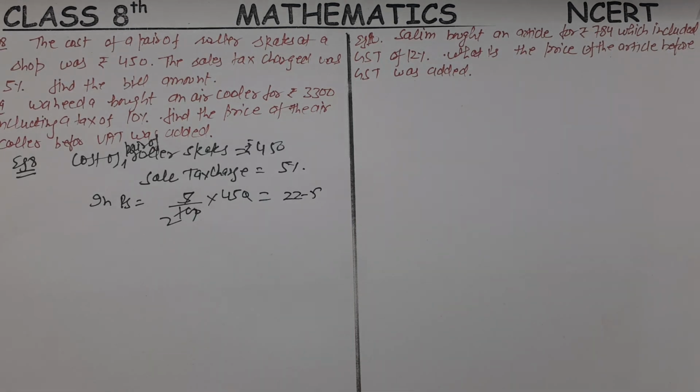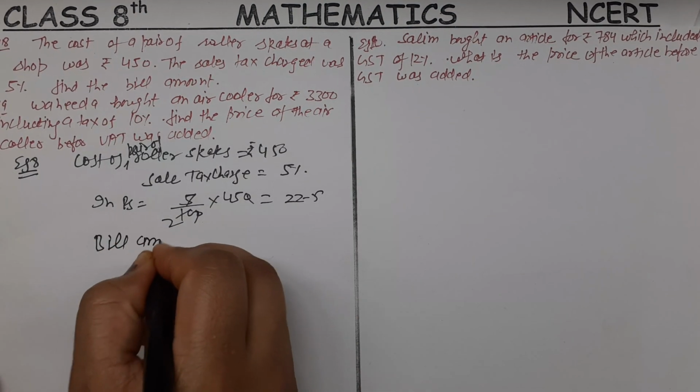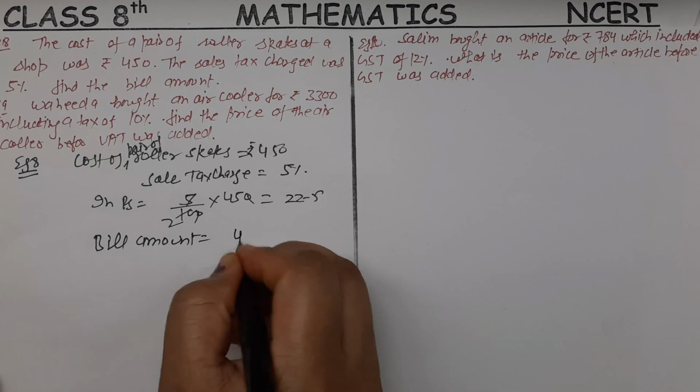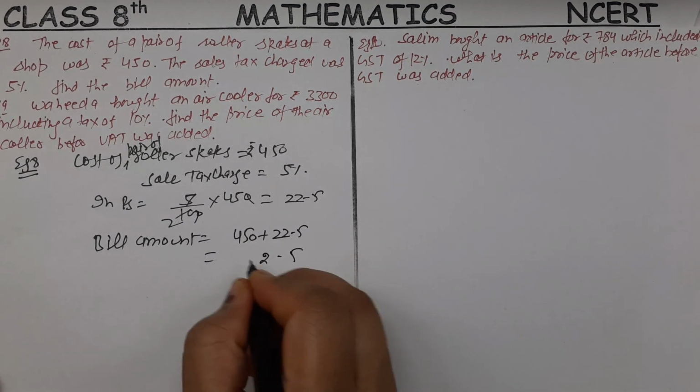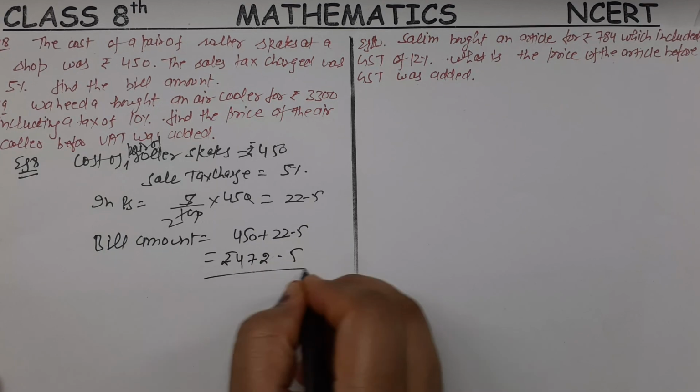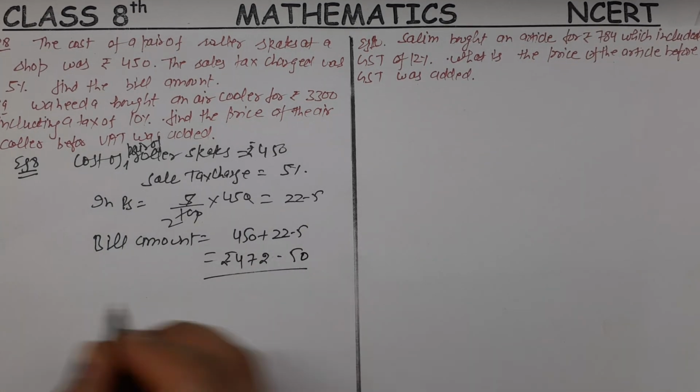Now bill amount: 450 plus 22.5. We have rupees 472.50.